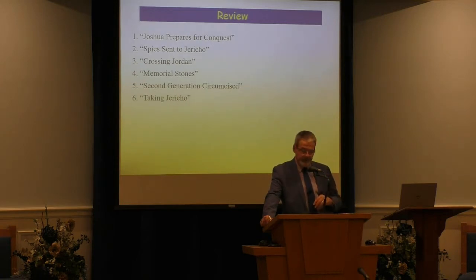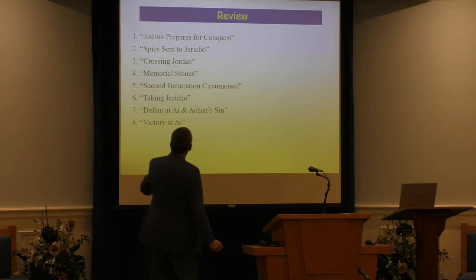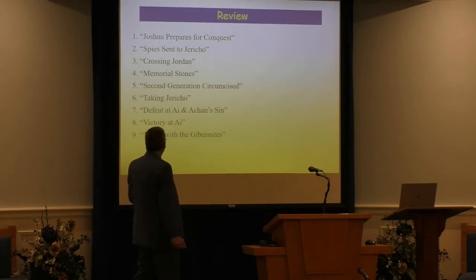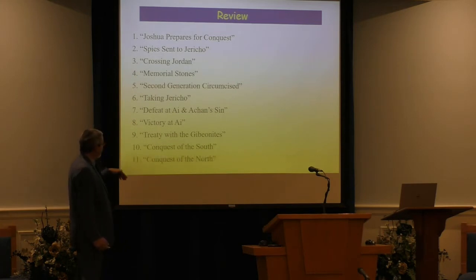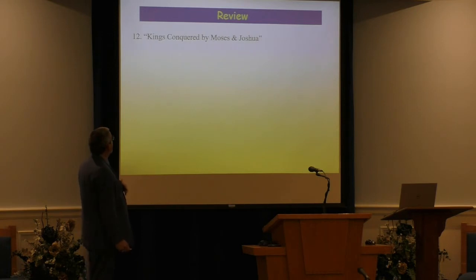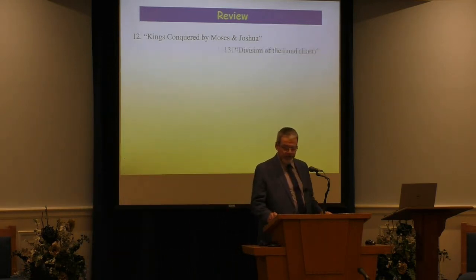Then we have the beginning of the central campaign, as we've been talking about. In chapter 6, there was the taking of Jericho. There was the failure at Ai, then the success at Ai in chapter 8, the victory at Ai. And then there was the treaty with the Gibeonites. And then there was the conquest of the south and then the north. Those were the three major campaigns. In chapter 12, there was the list of the kings that were conquered by Moses and by Joshua.